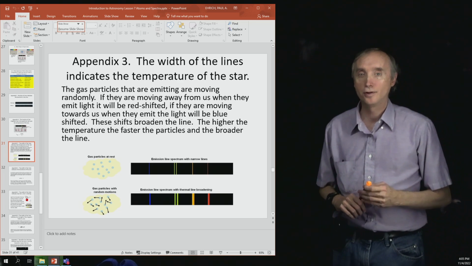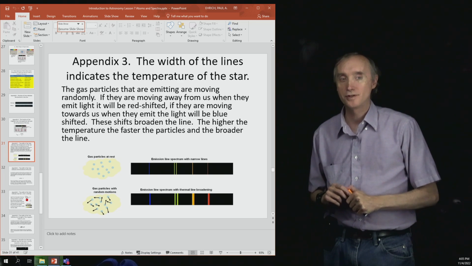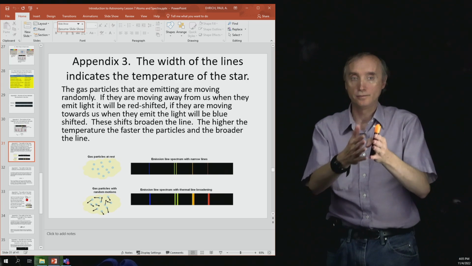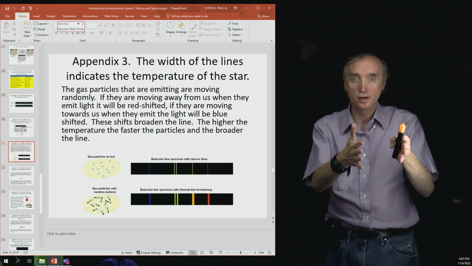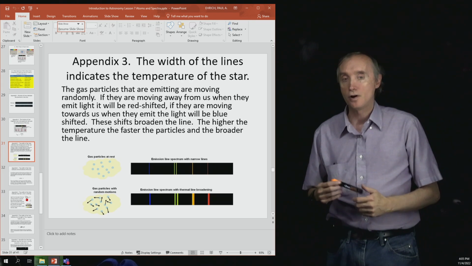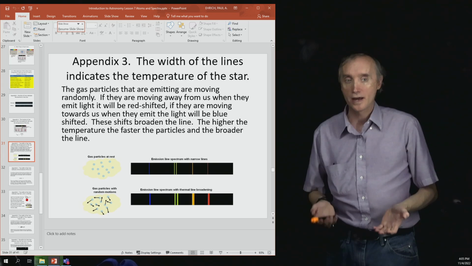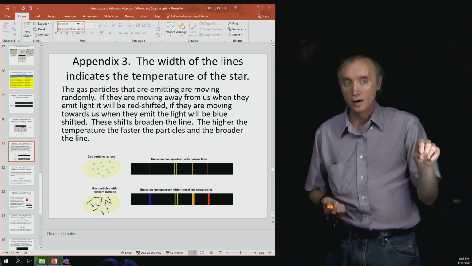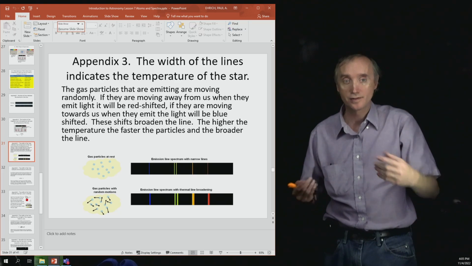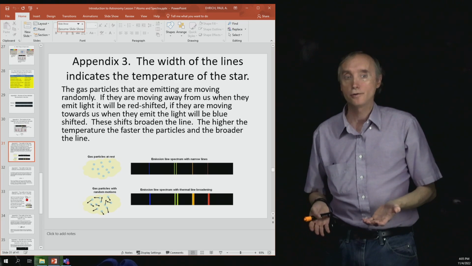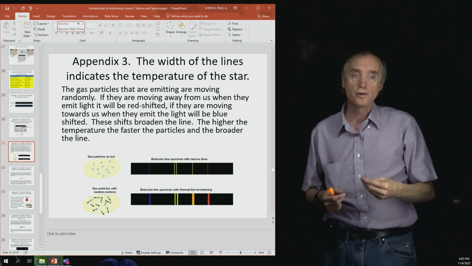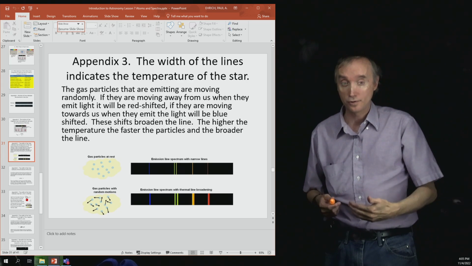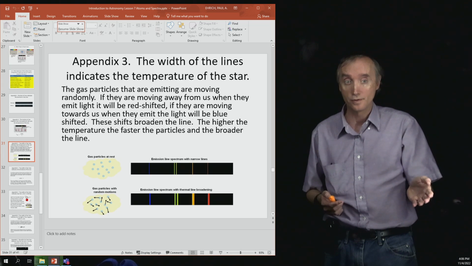Welcome back. So now we're into our appendices for this particular lesson, and I just wanted to show you how lines can get broader as a result of the temperature of the star. So all you got to remember is stars are made of gas, and as a gas gets hotter, the molecules start to move faster, because that's the definition of temperature, the average kinetic energy of the molecules. And so if those molecules are moving away from us, then the color that they produce will be shifted towards the red end of the spectrum.